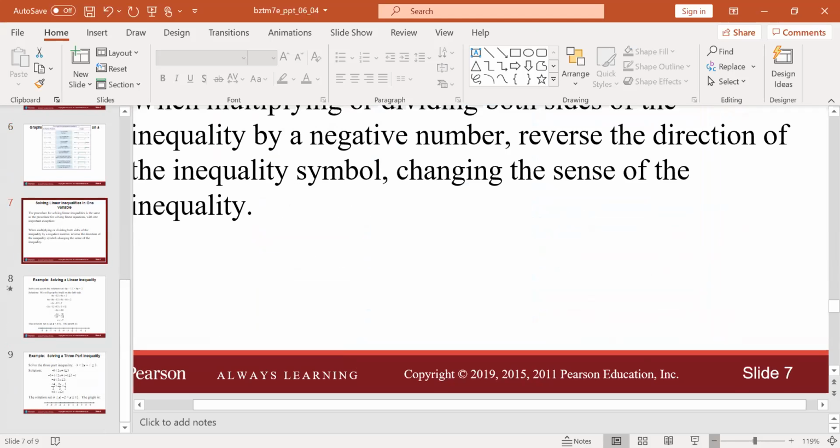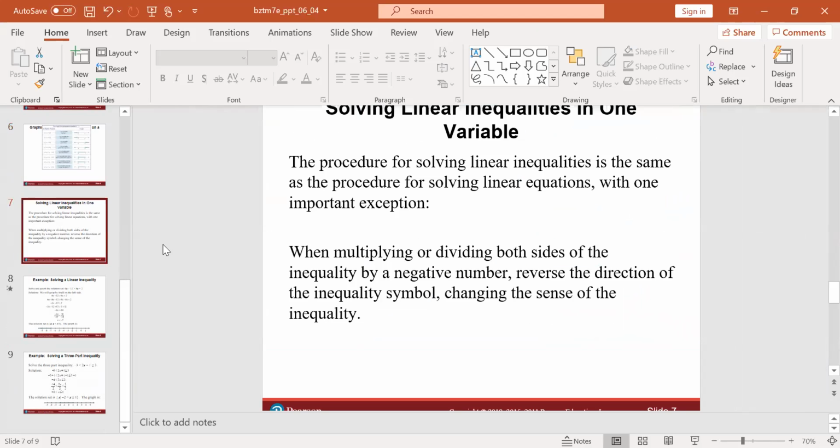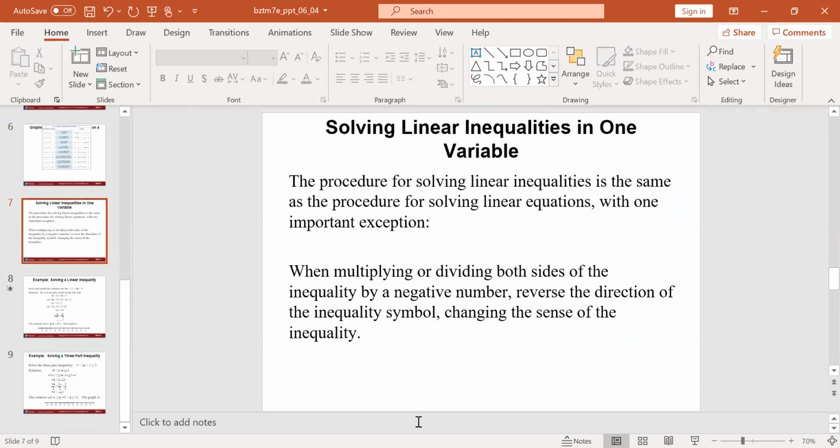So solving these, though, that's a different question. Solving them is a completely different beast. Basically, the way you solve a linear inequality, you can almost just pretend like you were solving an equation with the equal sign and everything. There's only one important exception. If you are multiplying or dividing both sides of an inequality by a negative number, you need to reverse the direction of the inequality symbol.